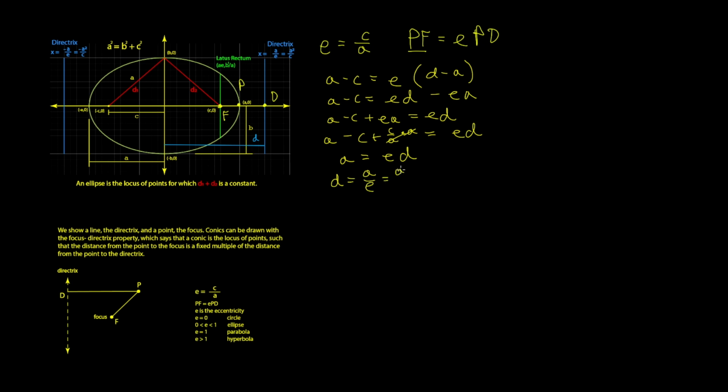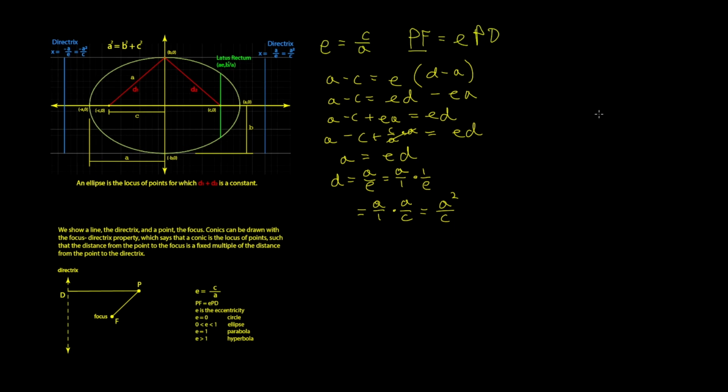Now that is a over 1 times 1 over e, which then equals a over 1 times, e is c over a, so 1 over e is a over c. And that gets us to a squared over c. And that is this second one right here. You don't have to know the derivation to know it. You just have to remember this, but it helps to know where it came from.